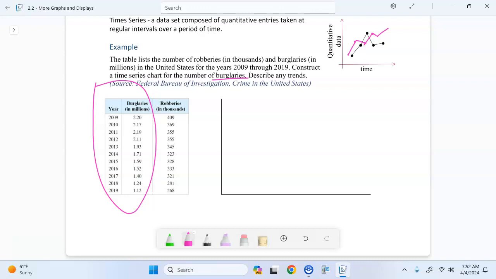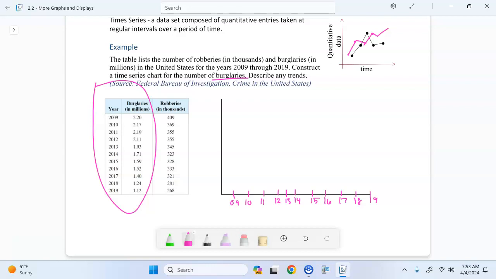2009, and we need to go up until, I abbreviate that to 09, to 19. So 9, 10, 11, 12, 13, 14, 15, 16, 17, 18, 19. Okay, so each dot will line up with the year based on the number of burglaries.